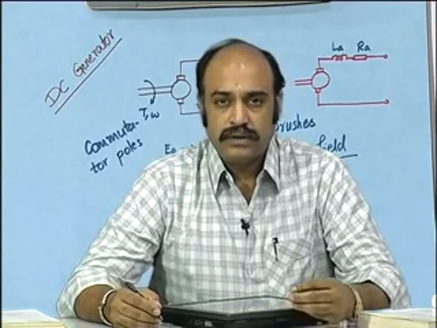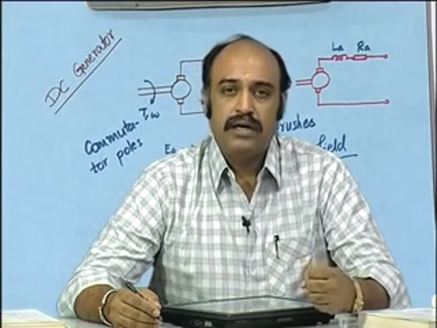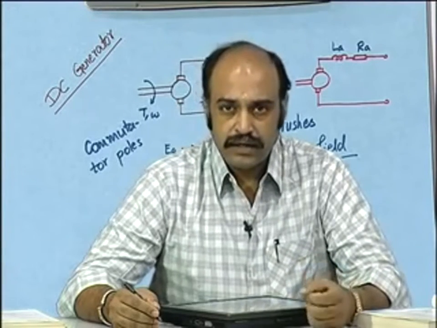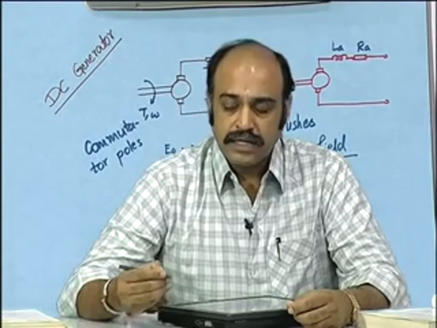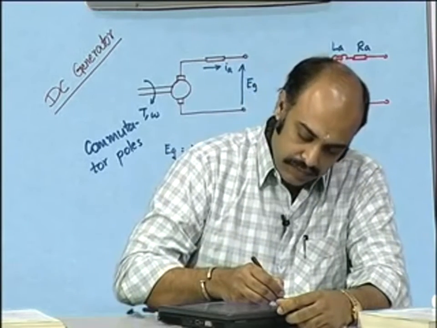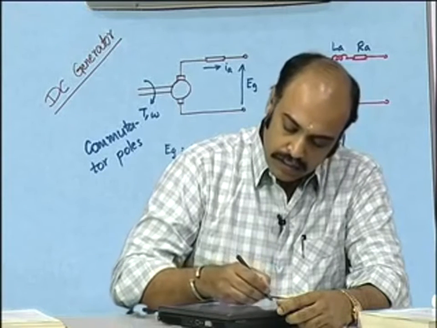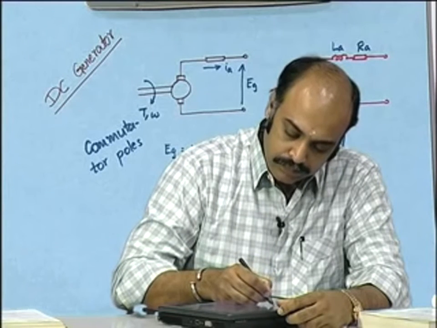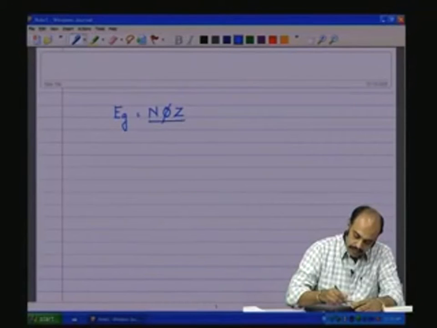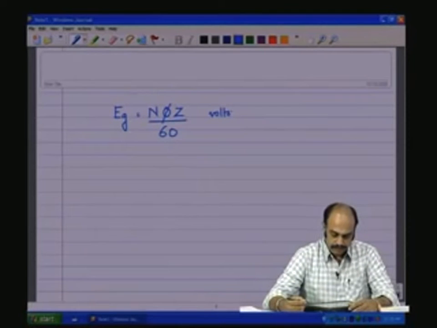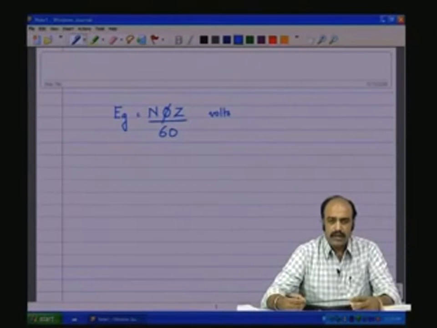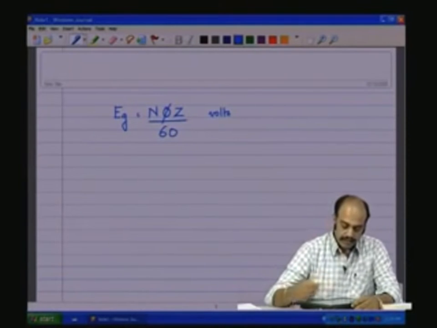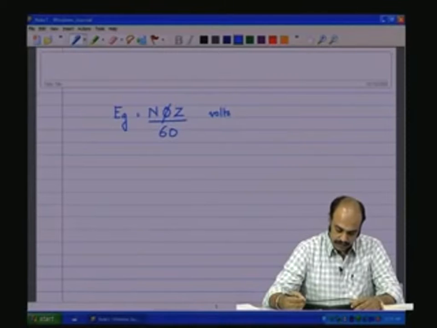and complete the equation for the generated E.M.F across the brushes. We saw in the last class that the generated E.M.F across the brushes, e.g., is given by N phi z by 60. This is in volts, and we also did a small example to consolidate this understanding of this particular equation.